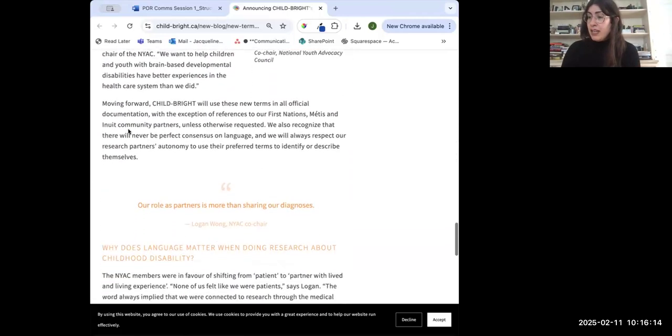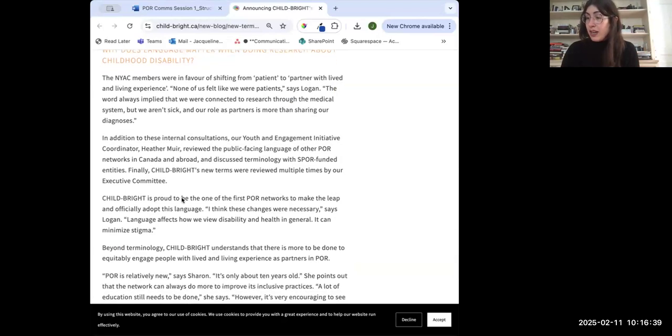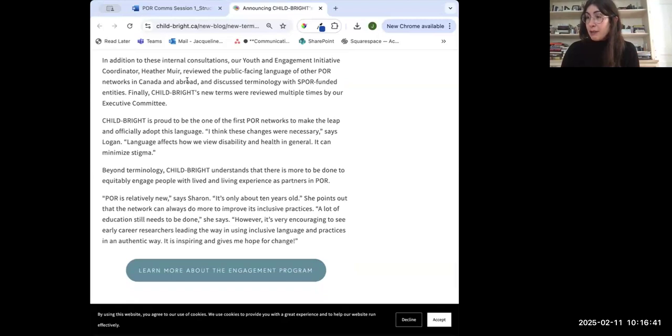And then finally, we ended with this question of why does language matter? And you'll see that in these headers and subheaders on the blog post, we're often phrasing them as questions. Why does language matter? We want to be able to pull a reader in with this question that hopefully implies the importance of the work that we're doing, and then answer it in the body text.